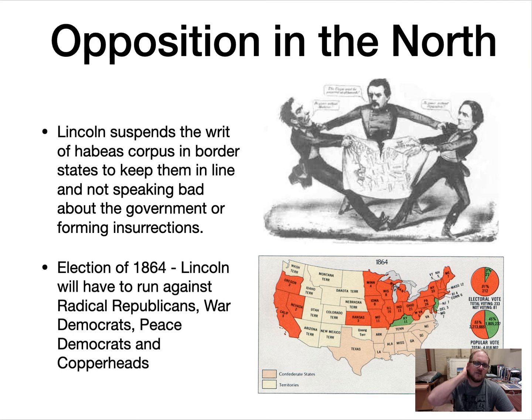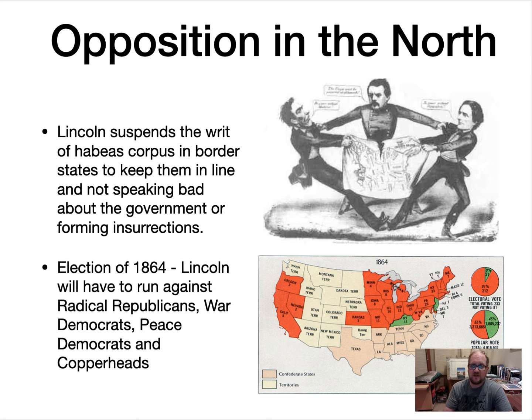And of course, there is going to be some opposition in the North. For example, Lincoln had a lot of dissent in border states like Kentucky, and then even in some northern states like Indiana. In Maryland, for example, there was a lot of dissent, a lot of talking not so great about the government. So he basically suspends the writ of habeas corpus, making it illegal to speak badly, and also giving the ability to jail the people who do.